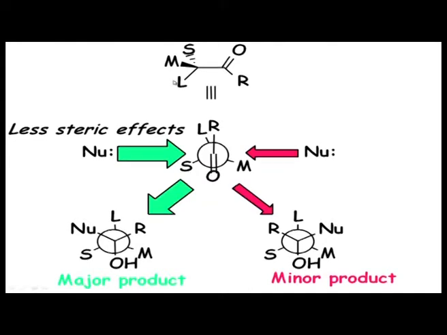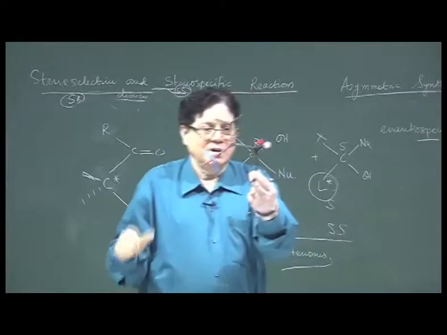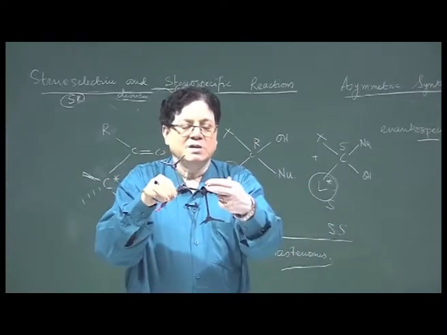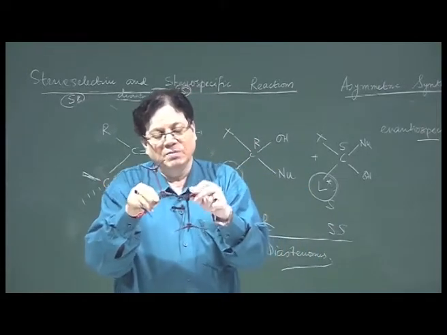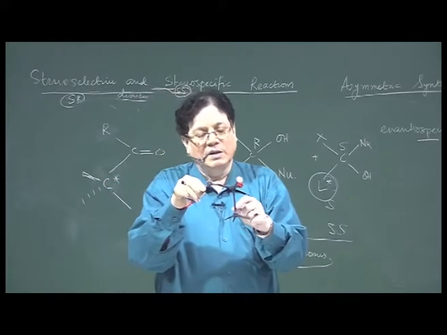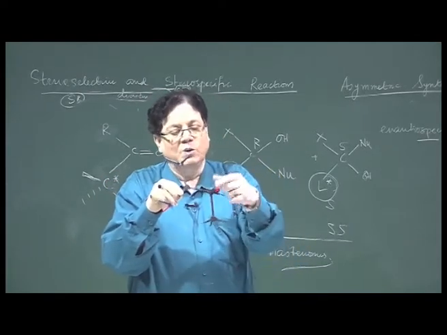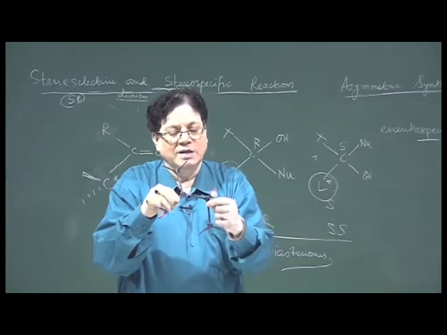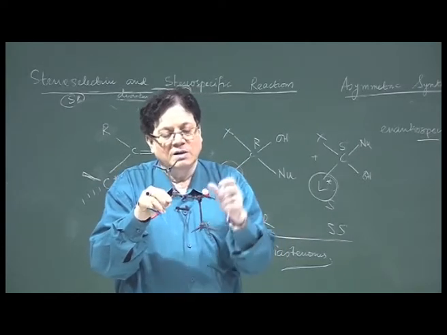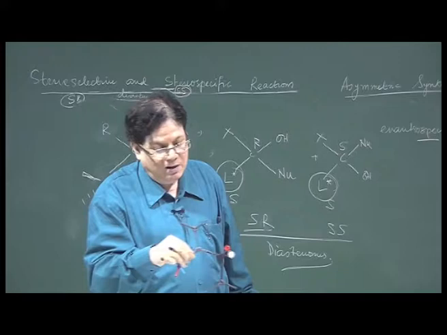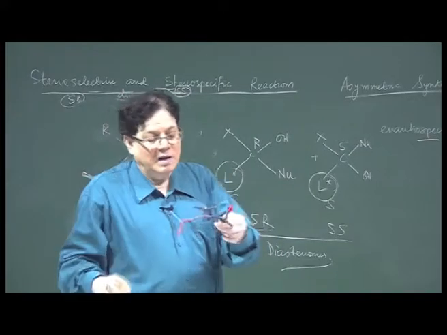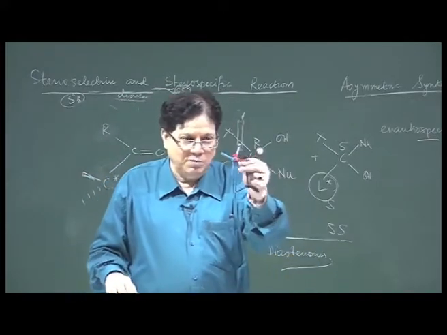Suppose this is the case, that there are 3 groups. One is large, suppose the white is the smallest and the red is the medium one. So, you classify these 3 groups which are attached to the stereogenic center as large, medium and small. Then you try to figure out what is the preferred conformation of this molecule.